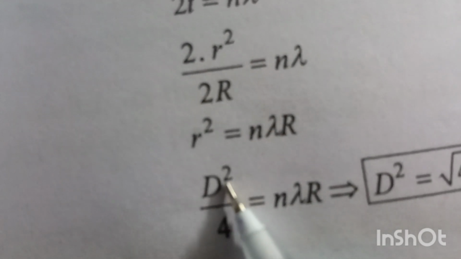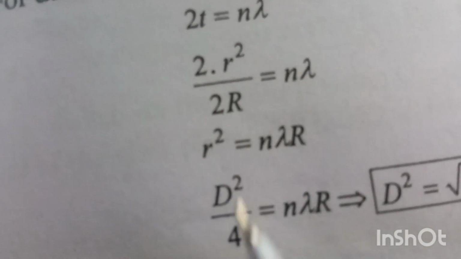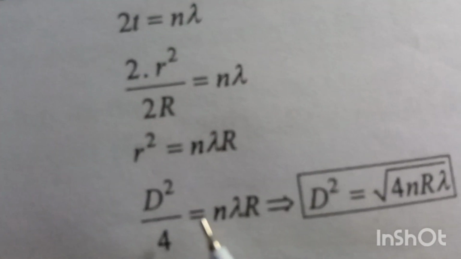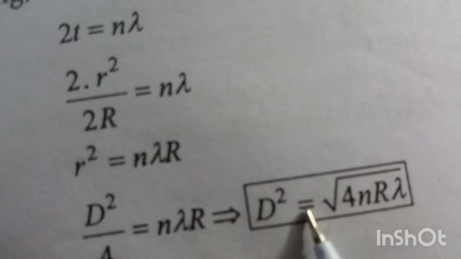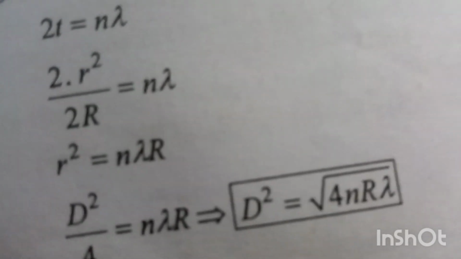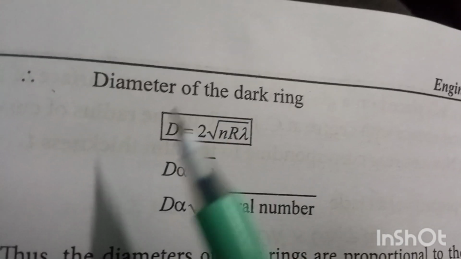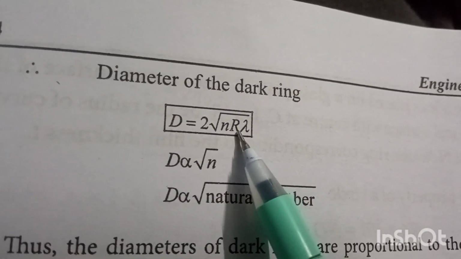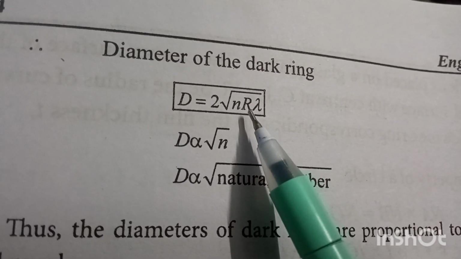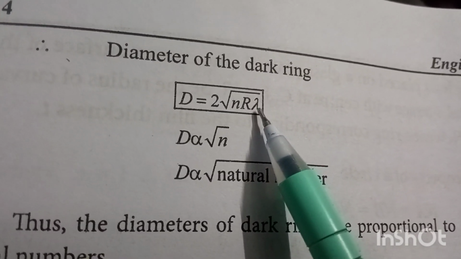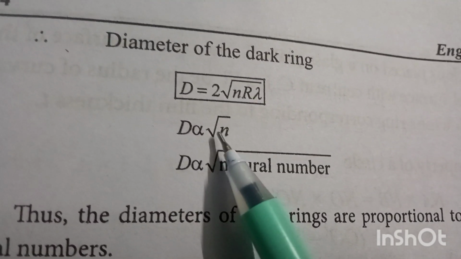Then d square by 4, because r is equal to d by 2, so r square means d square by 4. We can substitute that value: d square by 4 is equal to n lambda R. Then d square is equal to 4n lambda R, so d is equal to 2 into square root of n lambda R. If we consider R, the radius of curvature of the lens, and the wavelength of the light source to be constants, then it can be written as d is proportional to root n.